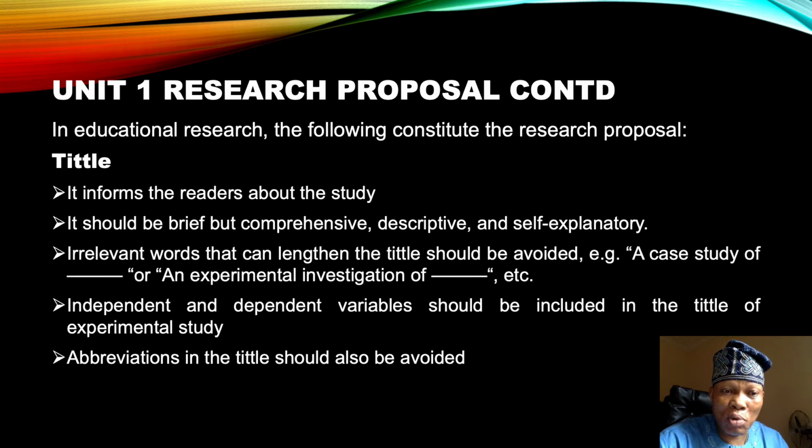Then you have to include both independent and dependent variables. Like what I taught you the other time, when you say you want to investigate the effectiveness of laboratory methods on student academic achievement, you know that the laboratory method is the independent variable, while the student academic achievement is what? Dependent variable. You have to include all this. Then, as advised, you don't use abbreviations in your title.